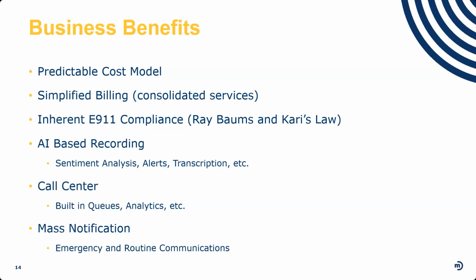The predictable cost model is going to be one of the biggest ones. So you know exactly what you need to budget. So let's say you're going to add 5 employees next month. You know exactly what it's going to cost per user per month to add those 5 employees for the UC tools themselves.